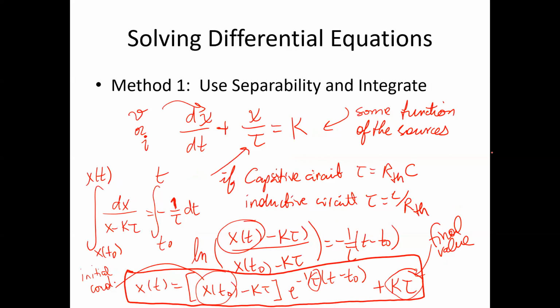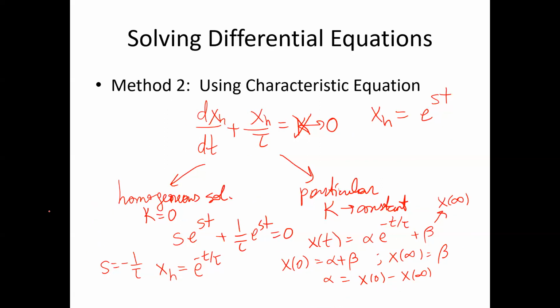Well, let's go back to what we had before. This K tau is what we called beta. This initial term up here is what we called alpha. And alpha is indeed the difference between the initial condition and the final value, and beta is indeed the final value. So both ways of solving the circuits, both ways of solving these differential equations, give us the exact same result.